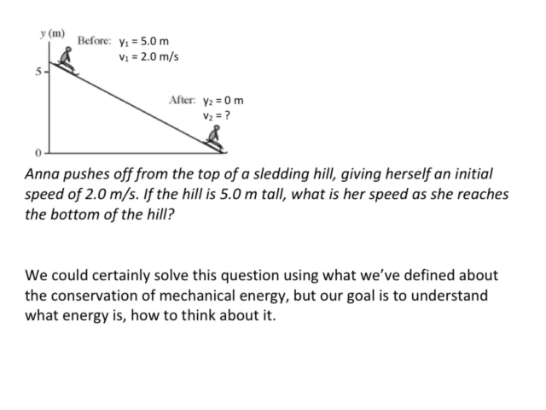Let's just think about what would be the story of this particular picture. Maybe this girl Anna is at the top of the hill and she gives herself an initial push of 2 meters per second. The hill is 5 meters tall, again the vertical distance. And we may be asked, what is her speed when she gets to the bottom of the hill? We could solve this question, and we'll do it in class.